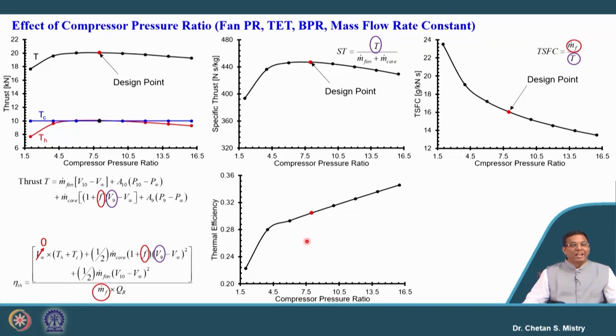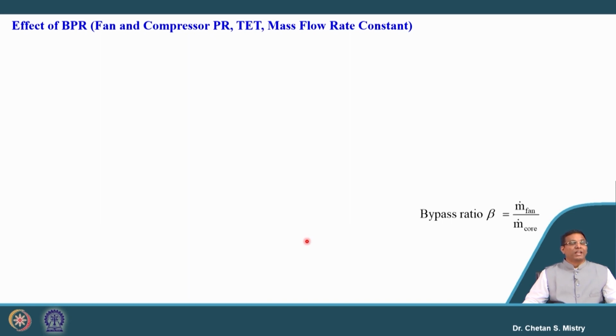So, if we are increasing our pressure ratio both for the compressor as well as for the fan, we are going to increase the thermal efficiency. Since this is my ground condition, we are not having propulsive efficiency, and we are not having overall efficiency. Now, let us look at the next parameter.